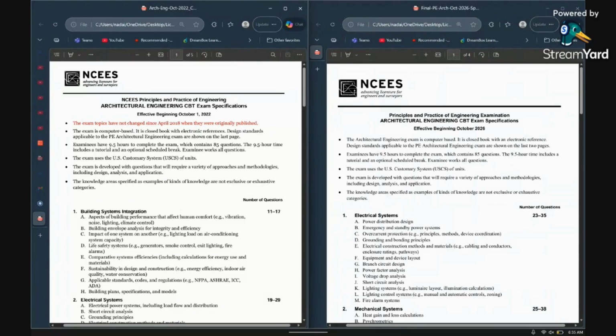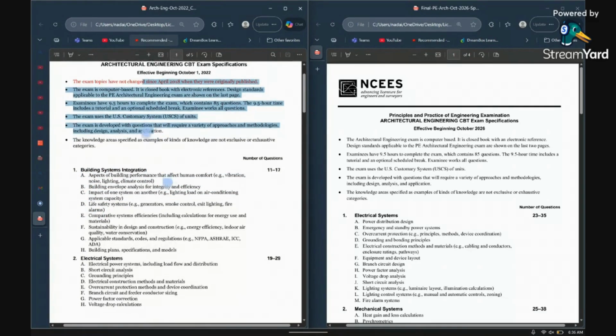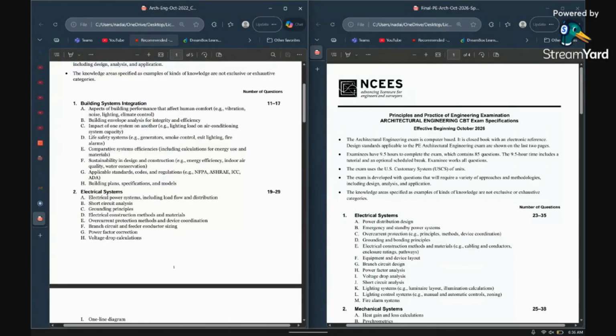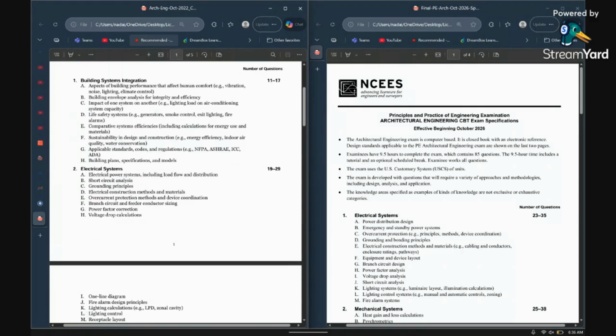So here we have on the left side what the exam specifications for architectural engineering were from October 2022 until October 2025. Those topics hadn't changed since 2018 when they were originally published. And as you can see, we had certain items. The first group of questions was building systems integration. We had 11 to 17 questions.